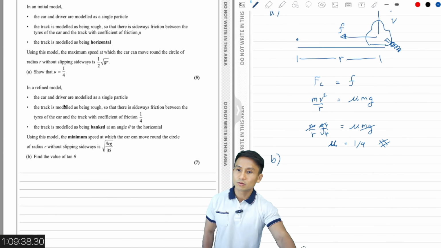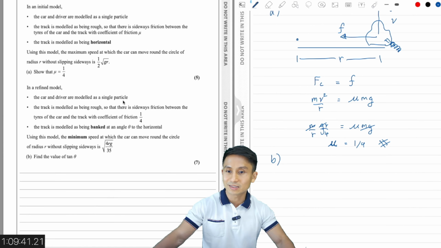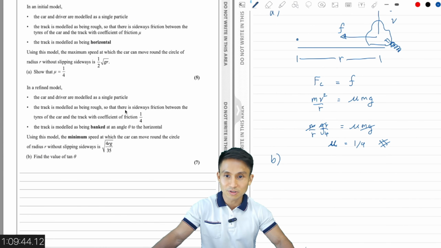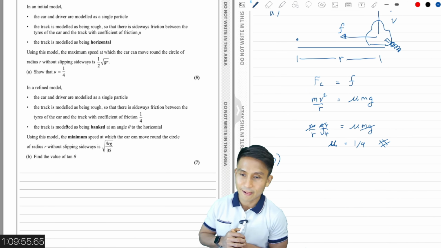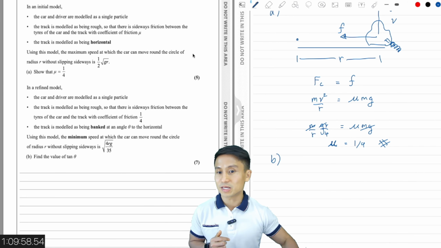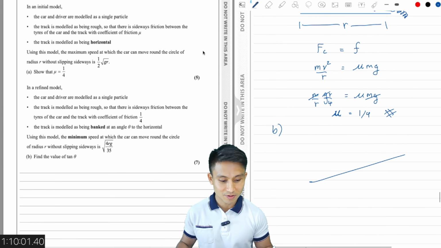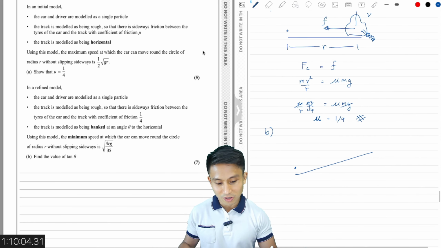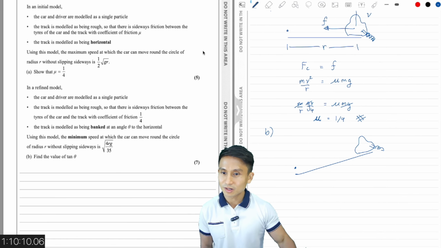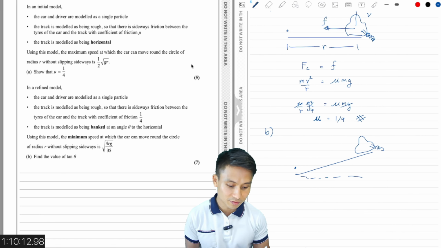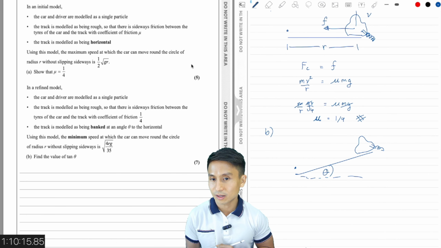In a refined model, the car and the driver are modeled as a single particle. Again, the track is modeled as being rough so that there is a sideways friction between the tires of the car and the track with coefficient of friction 1 over 4. Okay, the track is modeled as being banked. Now, we're going to take the same model, looking from the back again. So I'm just going to draw it like that, the exhaust pipe. We're looking at the back of the car, at an angle theta now. The coefficient of friction between the car and the track is the same.